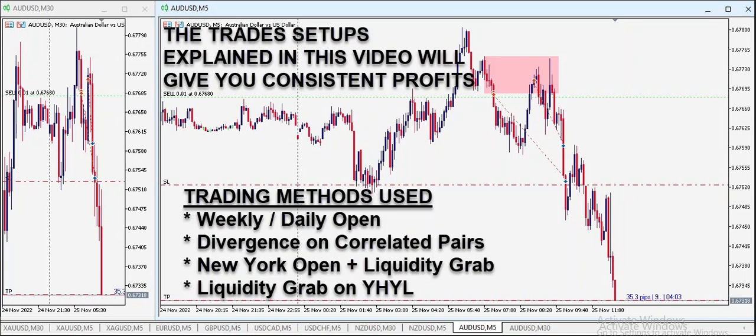So today I'll be sharing with us a very important trading method or technique, which is the weekly and daily open. So I trade with the weekly open in combination with the daily open. And apart from that, I'm going to be explaining some other trades that I took this week on divergence, on correlated pairs, then New York open plus liquidity grab, and liquidity grab on yesterday's high and yesterday's low, or what we normally call the previous day's high or previous day's low.